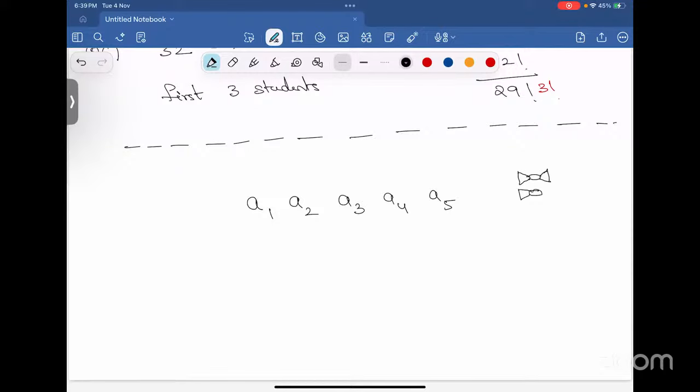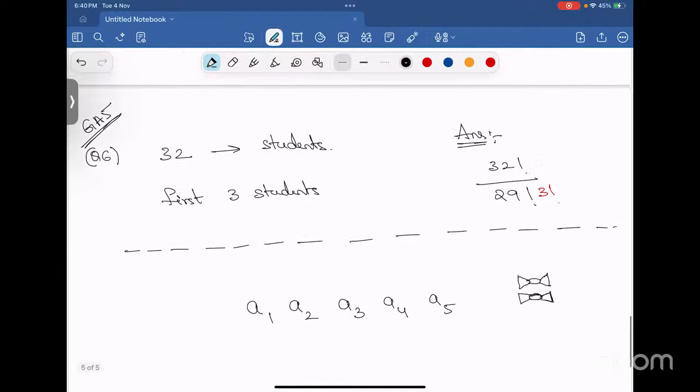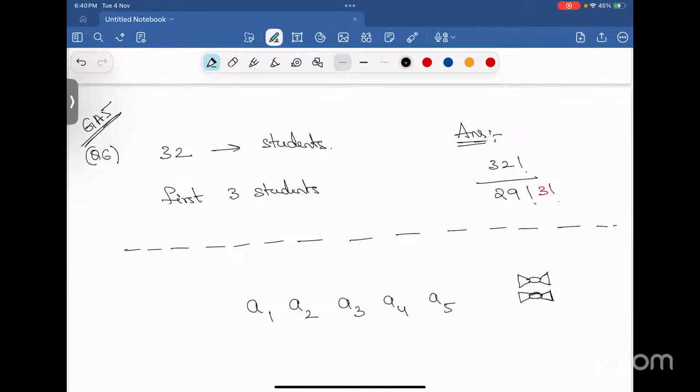I think here we'll use combination, because it should be 5C2. Any 2 out of 5 can get chocolates, right? Maybe A1 and A2 get the chocolate, and the rest A3, A4, A5 do not. Or A1 and A3 get the chocolate. It's like selecting 2 people out of 5. The same thing applies if I talk about 32 students and I award these chocolates to the first 3 students.